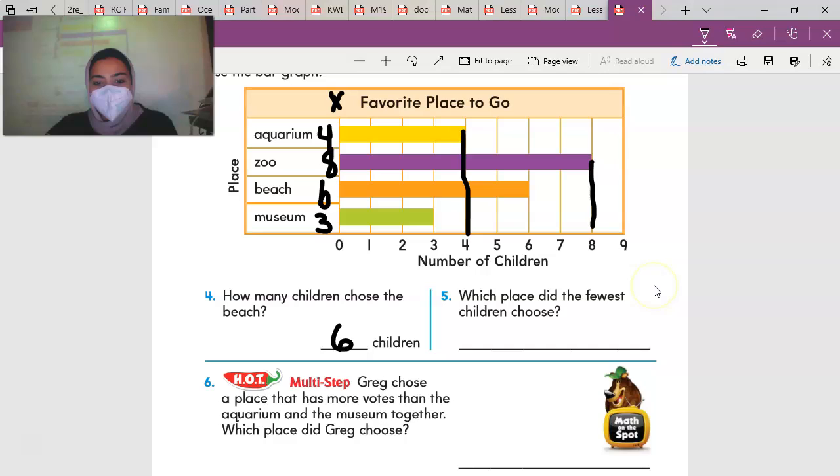Which place did the fewest children choose? That means which one is less. What's the least? Very good. Museum. So what are you going to write? You're going to write the word museum.